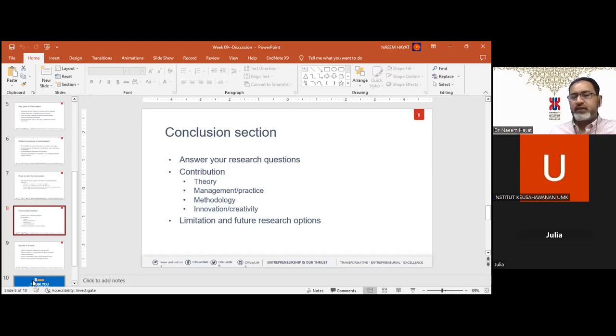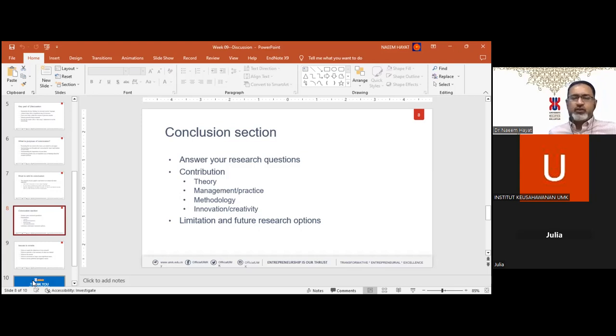Then we need to add the contribution, or sometimes it's added as an implication section. So possibly there are four implications that we have. Theoretical: it means how our study is able to add something to the theory or the literature. Normally we have some theory that we are following or contributing to, maybe adding some new variable, or combining two theories, or justifying the sequence in the theory. So in this way, we must write some theoretical contribution.